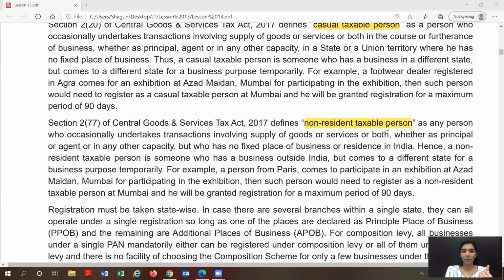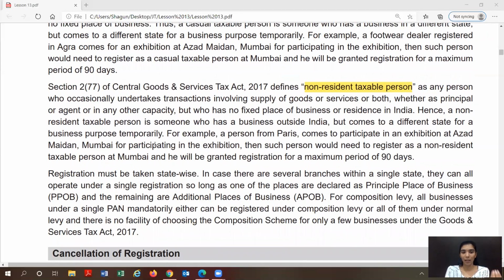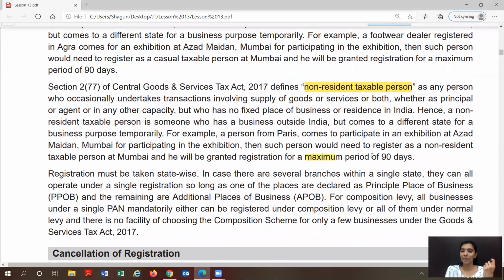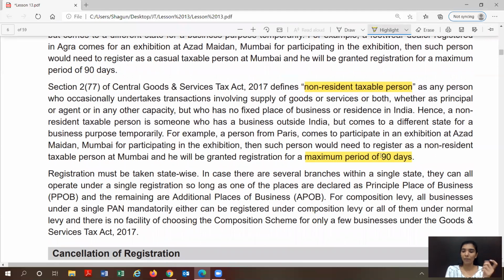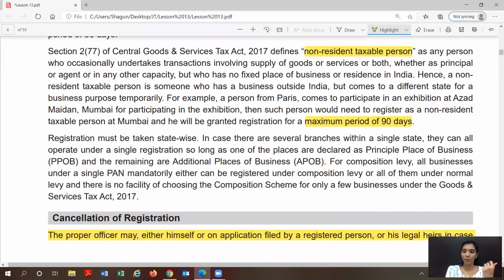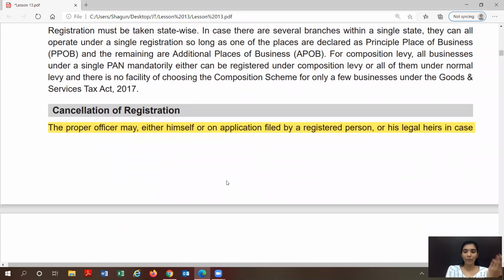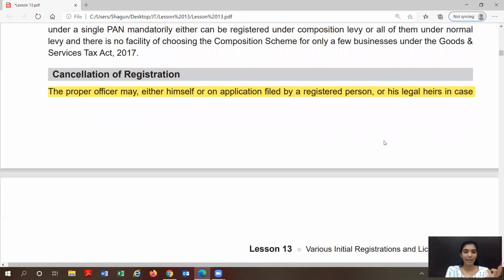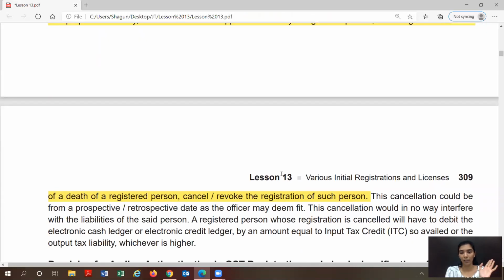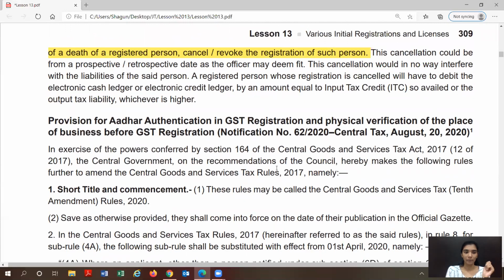Similarly, a non-resident taxable person is, suppose, a person from outside India who comes to India for some particular exhibition. That person will also have to apply for a GSTIN in that particular state, and this kind of registration will also be applicable only for 90 days. So these people have to mandatorily apply for a GSTIN number. The way you apply for registration, you can also apply for cancellation of registration. The proper officer may, either by himself or on an application from a registered person or his legal heirs in case of death, cancel or revoke the registration of such a person.